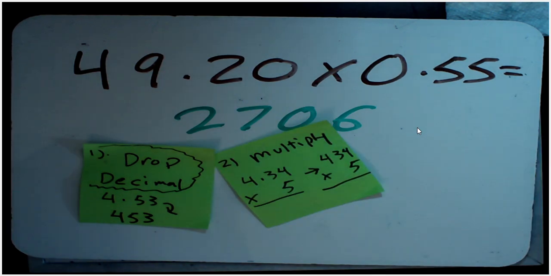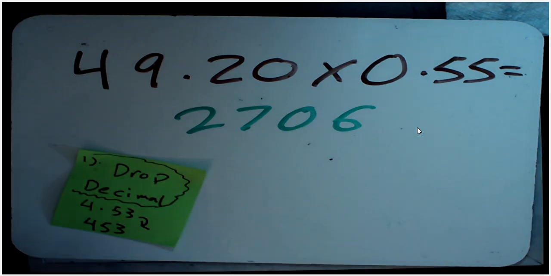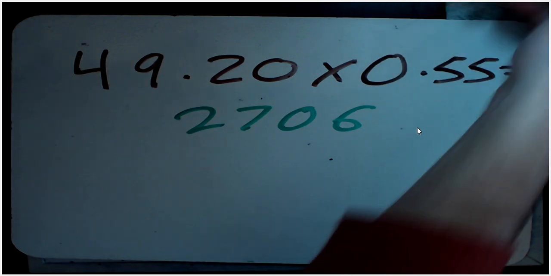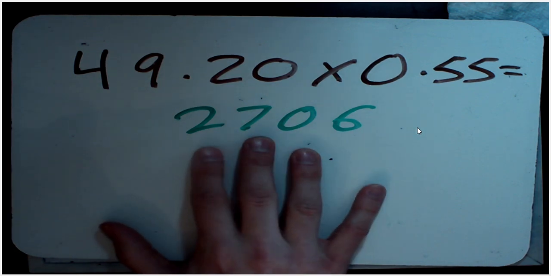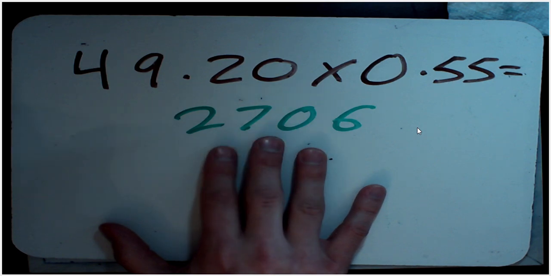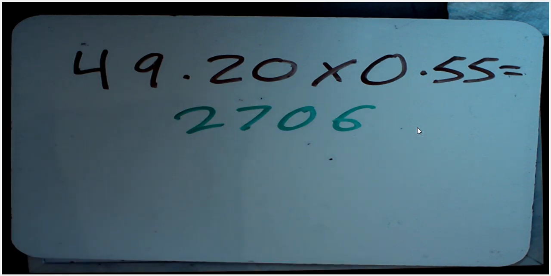It's a great strategy. You've used it a lot, but there are some times where you could make some snafus or some mistakes. And so it's important to really think about these numbers. So let's look at this equation right here: 49 and 20 hundredths times 55 hundredths. Well, that is going to give me a product that has 2706 in it, but we have to think of what the decimal is, because it's not 2706.